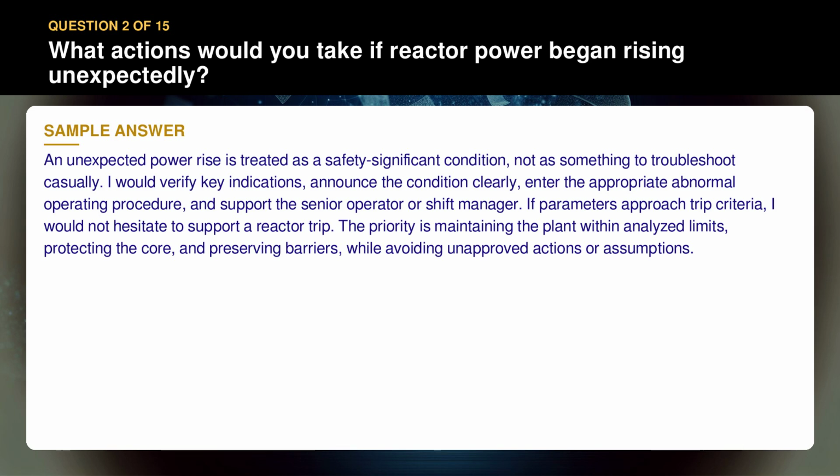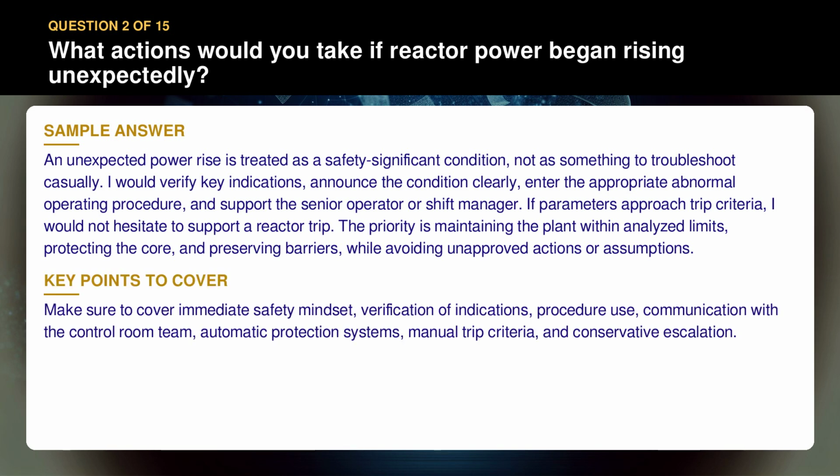The priority is maintaining the plant within analyzed limits, protecting the core, and preserving barriers, while avoiding unapproved actions or assumptions. Make sure to cover immediate safety mindset, verification of indications, procedure use, communication with the control room team, automatic protection systems, manual trip criteria, and conservative escalation.